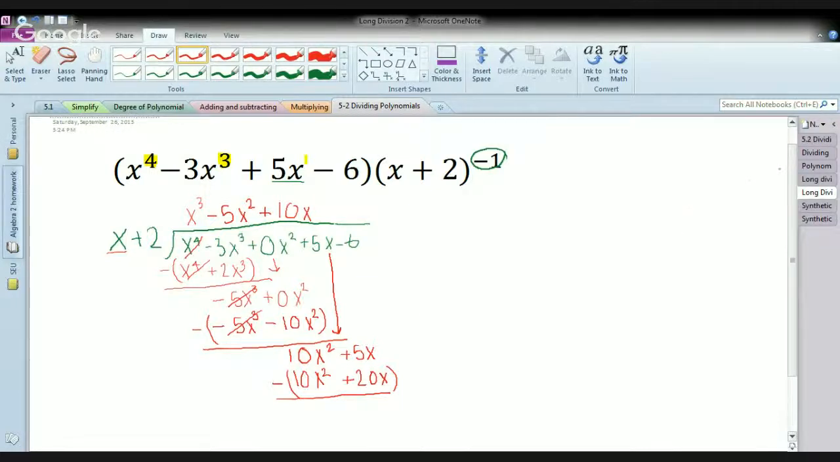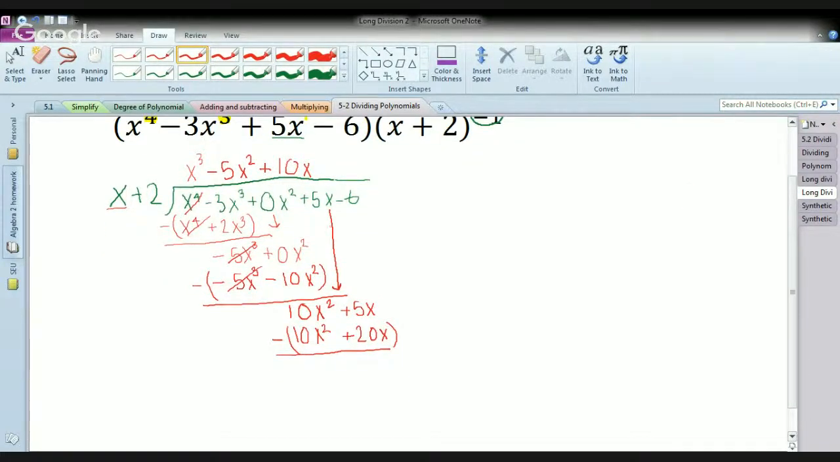So 10x squared minus 10x squared, that's going to cancel. Negative times a positive, I'm saying 5x minus 20x, that's going to leave me with negative 15x. And I bring down my last term, which is negative 6. So we start the process over.